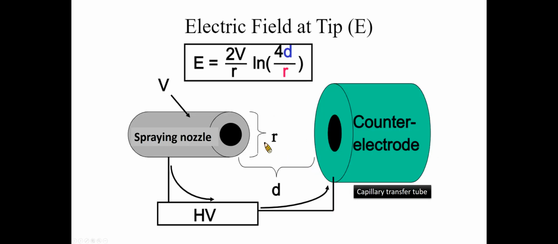The electric field between the spraying nozzle or emitter and the counter electrode is important for the ESI ionization efficiency. The electric field can be described by the applied voltage, the inner diameter of the spraying nozzle, and the distance between the spraying nozzle and the counter electrode.